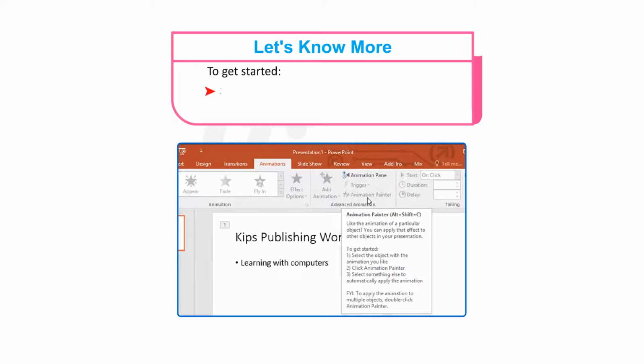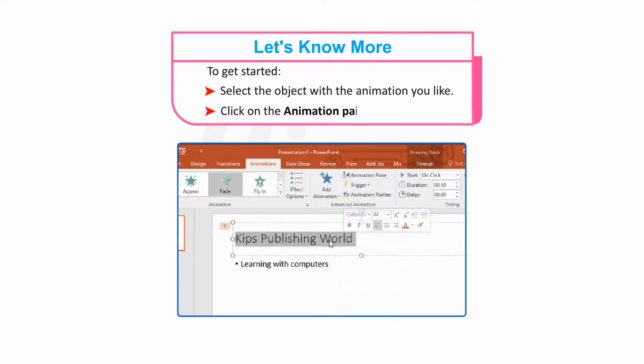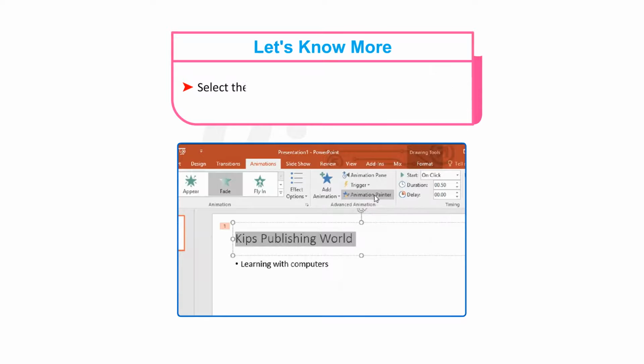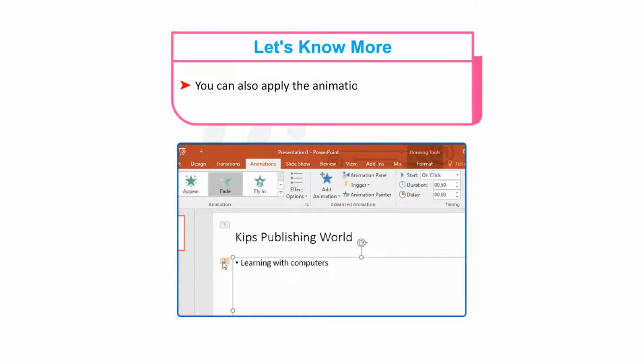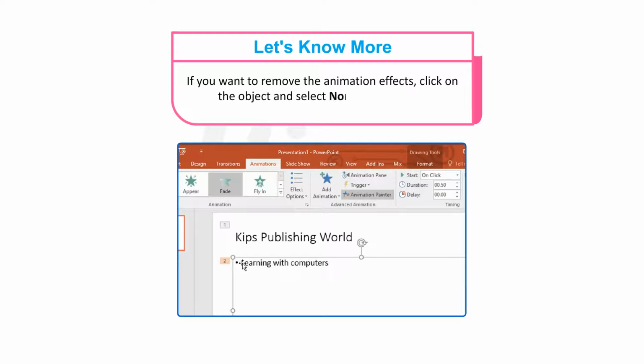To get started, select the object with the animation you like. Click on the Animation Painter. Select the target object on which the animation is to be applied. You can also apply the animation effects to multiple objects by double-clicking on the Animation Painter. If you want to remove the animation effects, click on the object and select None option in the Animations group.